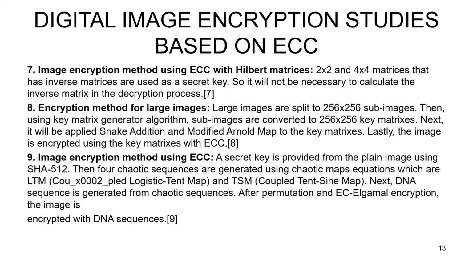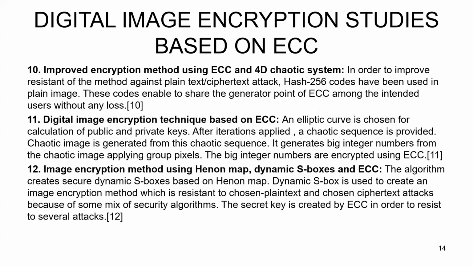Number 9, image encryption method using ECC. A secret key is derived from the plain image using SHA-512. Then 4 chaotic sequences are generated using chaotic map equations, which are LTM and TSM. Next, a DNA sequence is generated from the chaotic sequences. After permutation and algorithm encryption, the image is encrypted with DNA sequences.